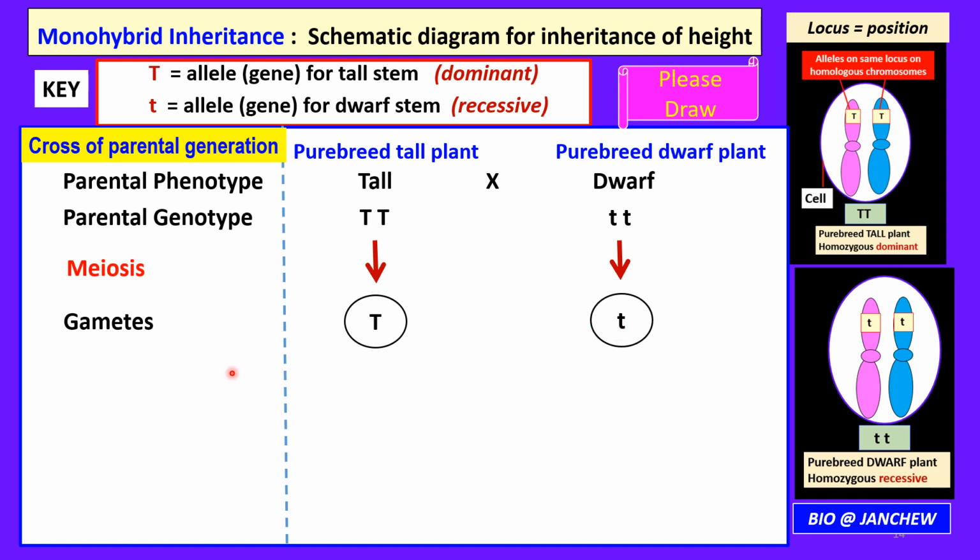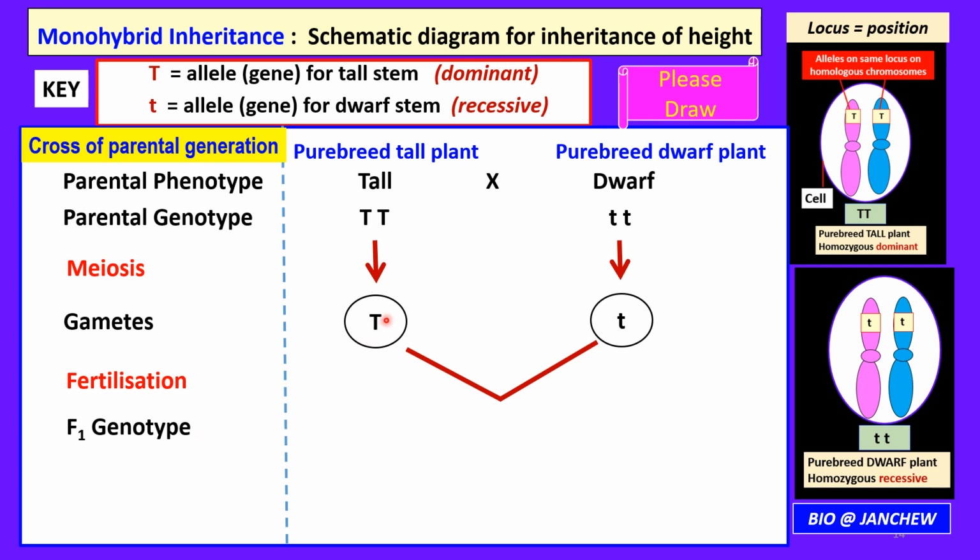Next, the gametes fuse together during the process of fertilization to form the F1 generation. So the F1 generation, or first filial generation, are the offspring of the parental generation. Now, what is the genotype of the F1 generation?